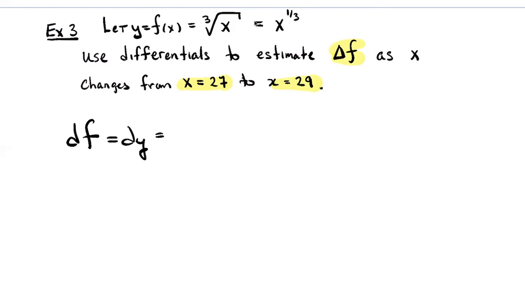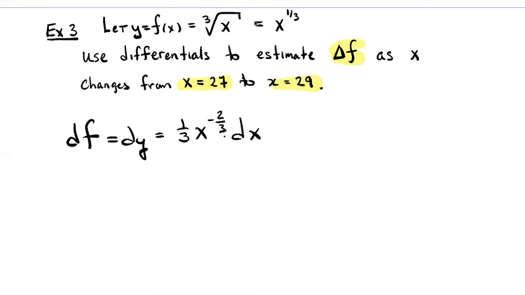I take the derivative as usual, 1/3 x to the minus 2/3 by the power rule, and multiply by this new variable dx. It's something I just have to remember to do. It's part of the definition. Dx is the second variable. The differential is a two-variable expression, x and this new variable dx. Cool. So that's the differential.